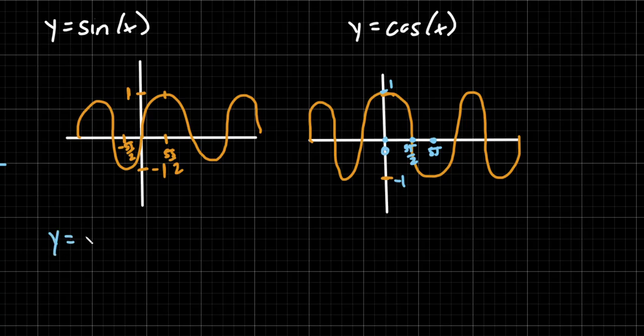So y equals sine inverse, and y equals cosine inverse as well. No. That's their reciprocals. Inverses and reciprocals are different. Very true. They're not the same. Not at all.